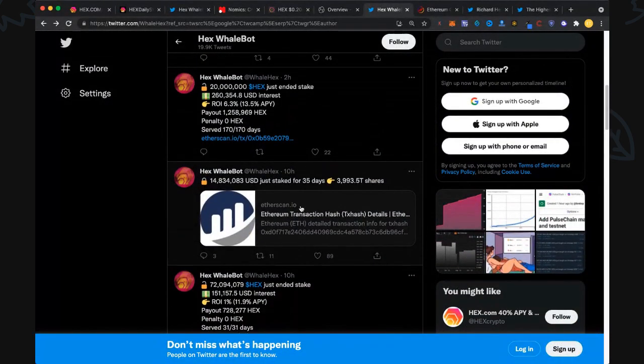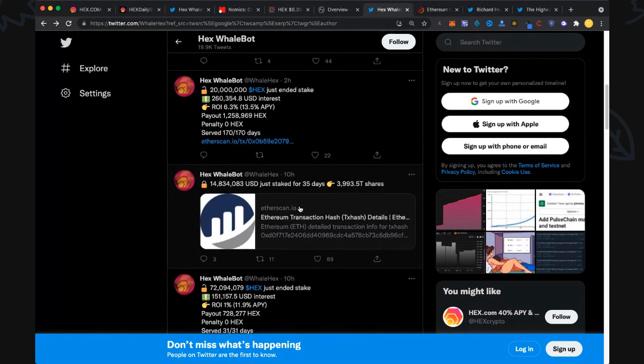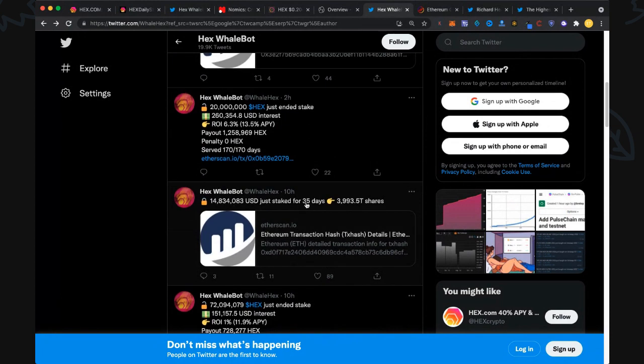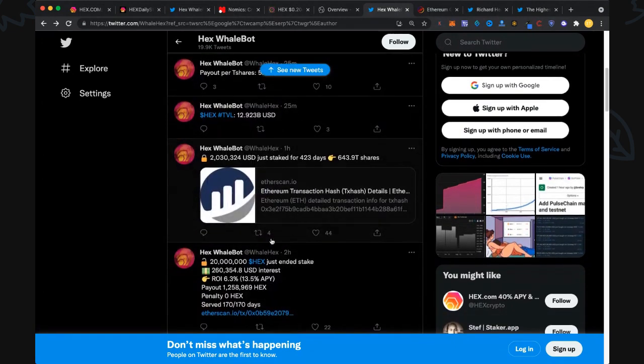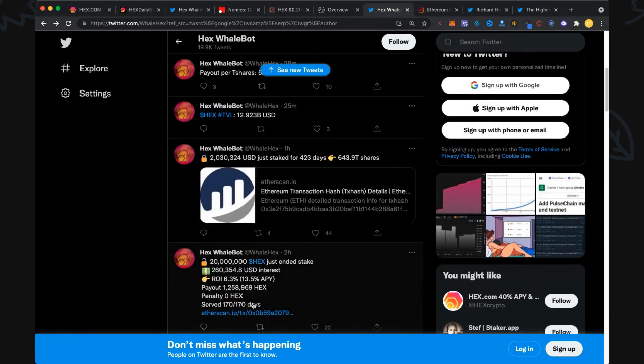Some of them are like the two-year stakes and one-year stakes from Hex OGs. Yeah, here's a typical one: $14 million worth staked for 35 days. So this is the shorter term stuff as well. So we're getting a mixed bag here. 20 million Hex matured after 170 days. That's sort of, what's that, 6 months or something like that.